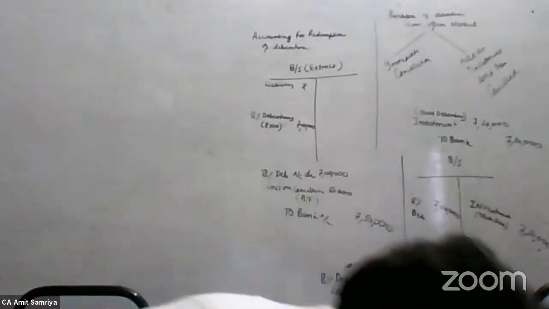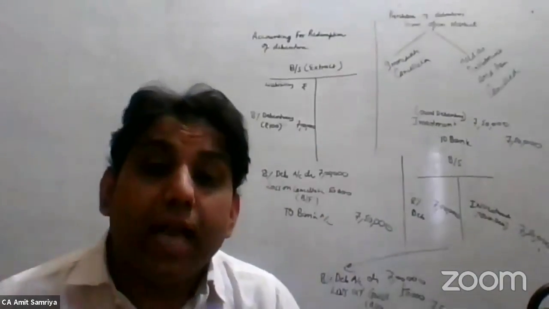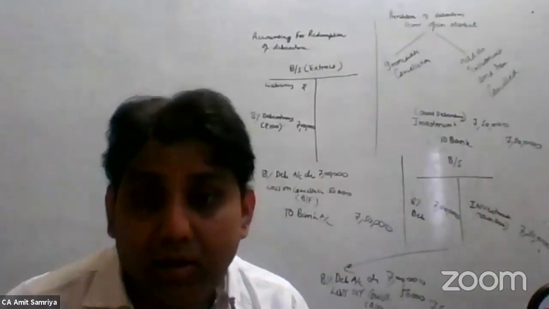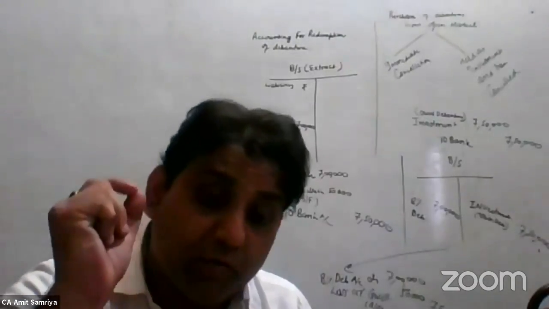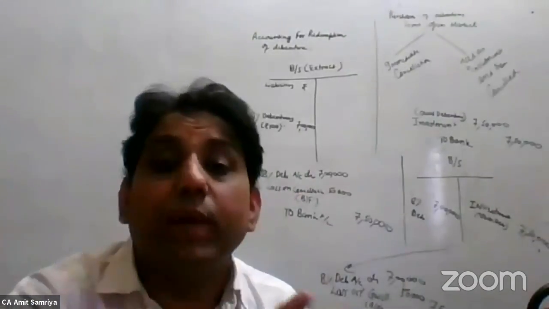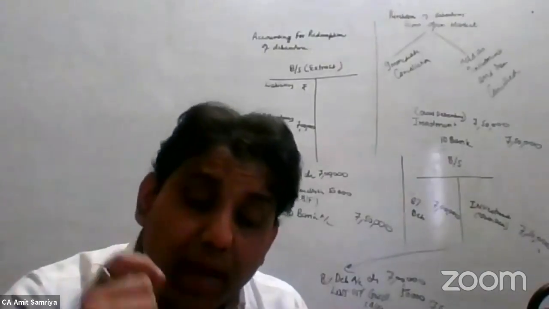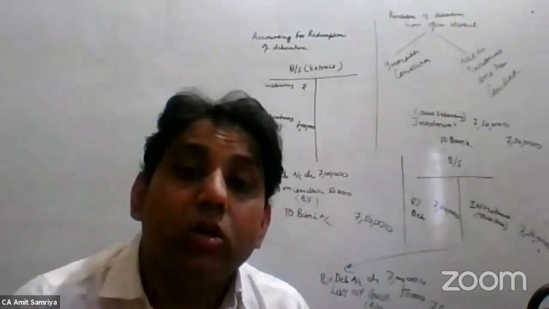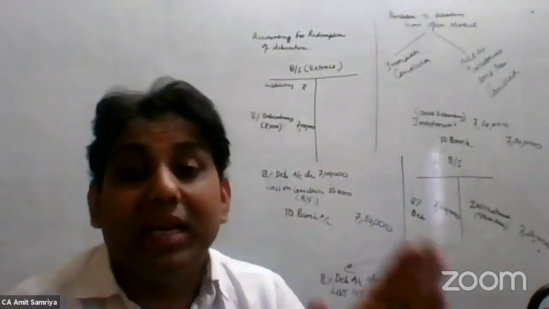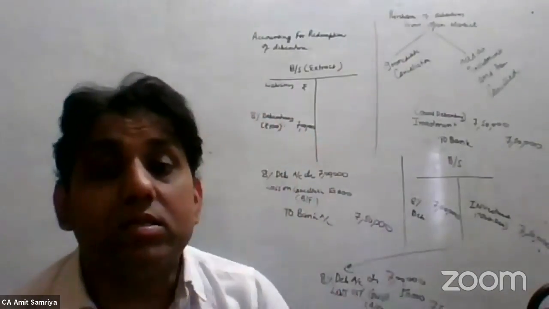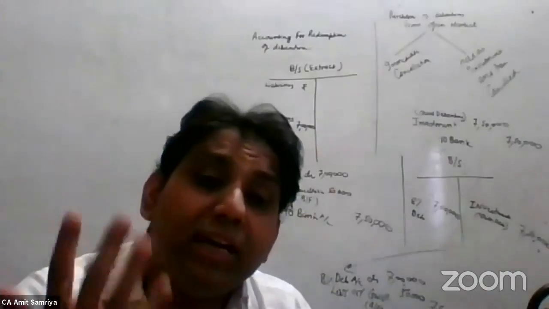Since the liability is not cancelled, suppose a company purchased its debenture on 1st January, held as investment, and the liability is cancelled on 31st March. So the question arises: since the liability is not immediately cancelled, and the debenture liability is cancelled after 3 months, what will be the treatment of interest?